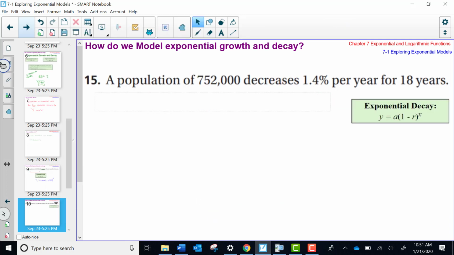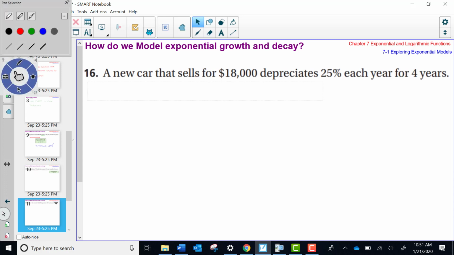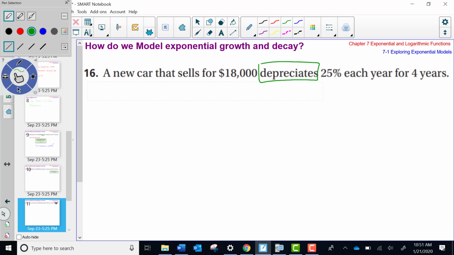Next example, and then we'll be done here. What do you think is going on here? A new car that sells for $18,000 depreciates 25% each year. So here's a vocabulary word you must know. You will see this word over and over again. You need to know that depreciates. Depreciate means to lose value. In other words, it means to decay.